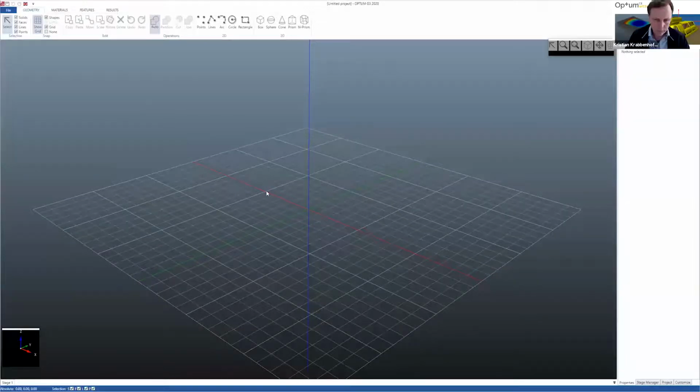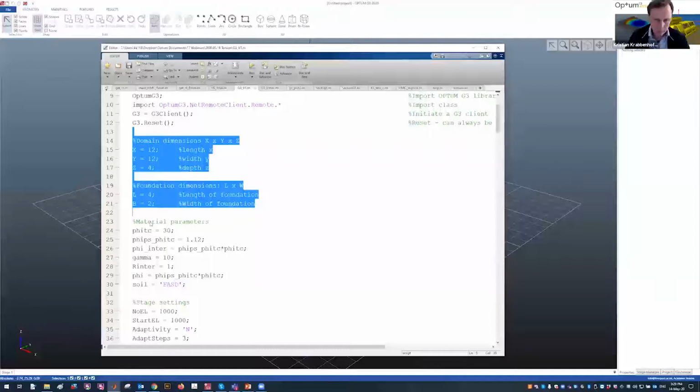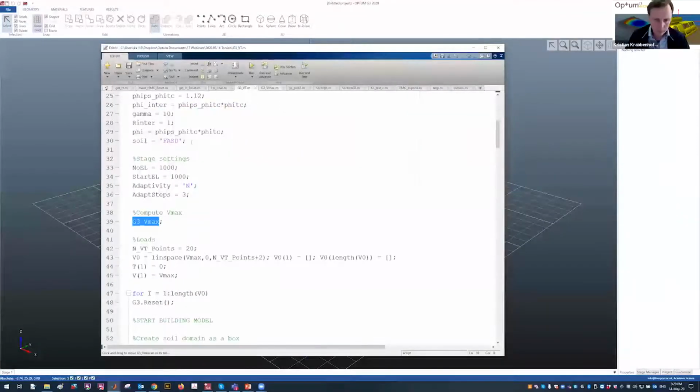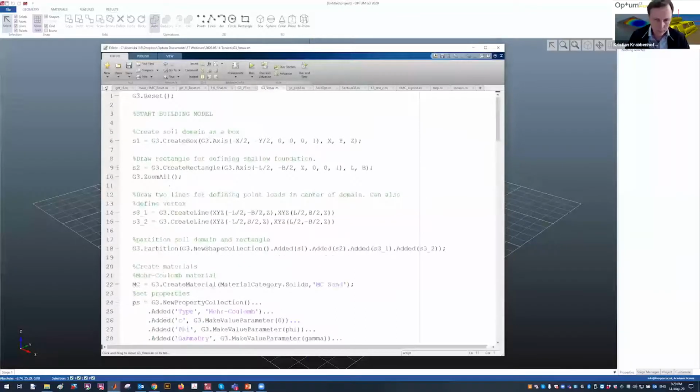So I have here some parameters for the dimensions, the material parameters, stage settings, the number of elements, start elements, and so on. And then I first calculate the V. Let me move to that script. So this is where the model building really starts. I first create a box, and we can try to run it. So I will just run this script.